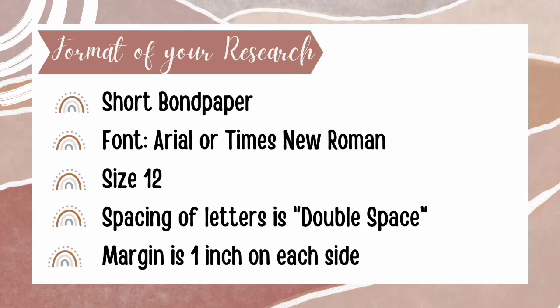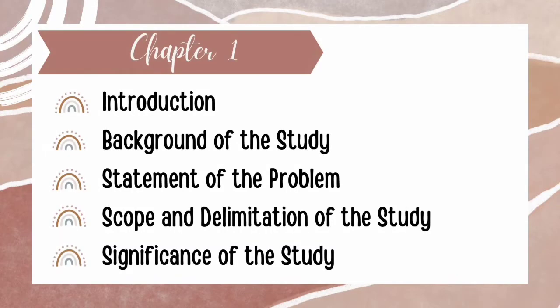So let's start with the components of chapter 1. We only have 5 components for chapter 1. We have the introduction, the background of the study, the statement of the problem, the scope and delimitation of the study, and the significance of the study. For each component, I will give you an example. And of course, since some of the examples are not really that clear, you can use Google to search for some more examples.